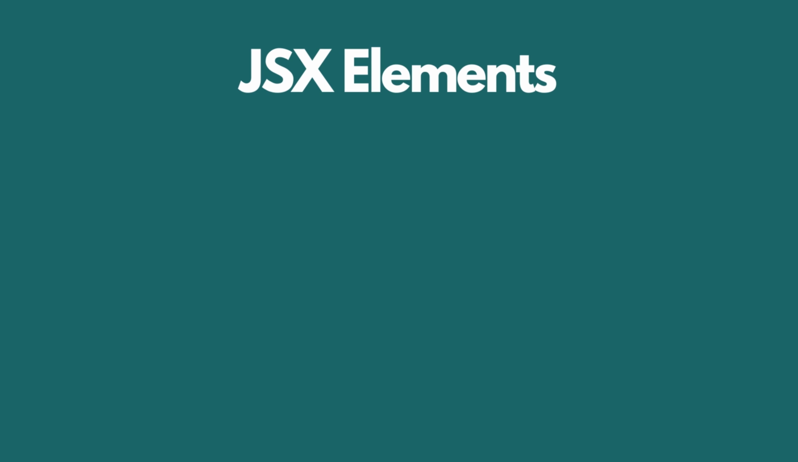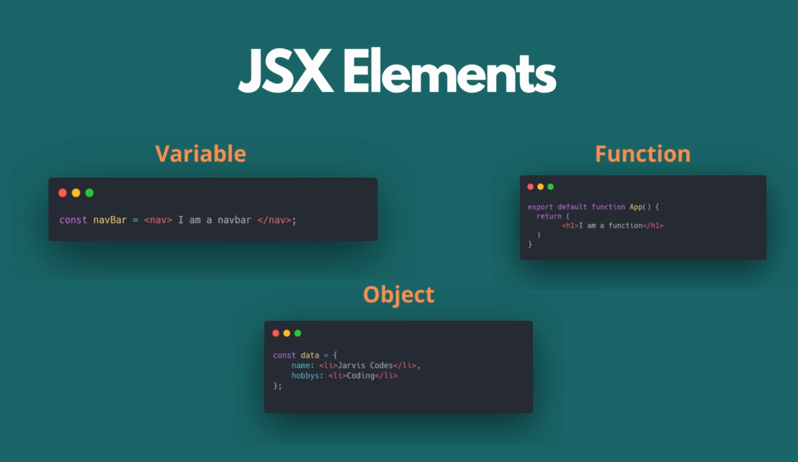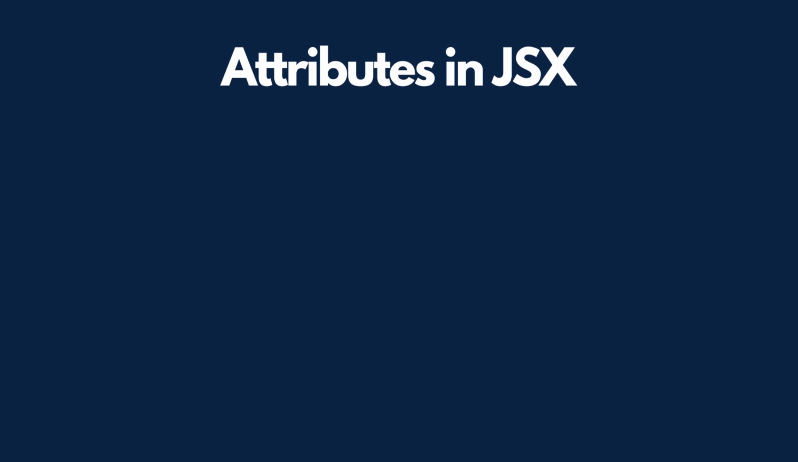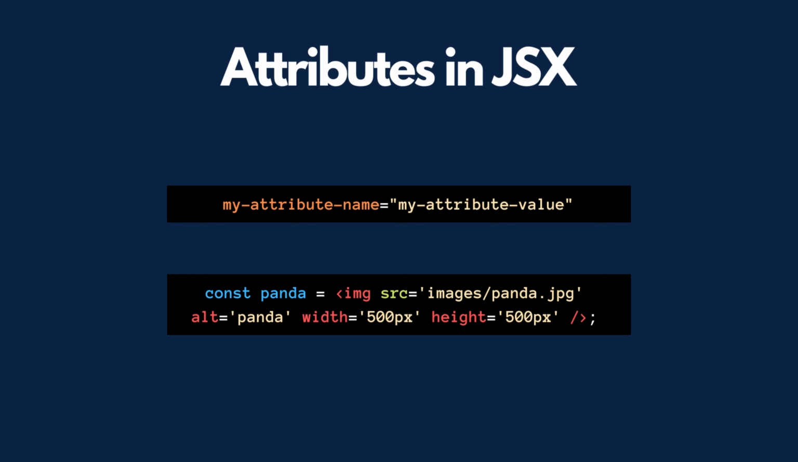JSX elements are treated as JavaScript expressions. It means that a JSX element can be saved in a variable, function, object, or an array. Just like HTML elements, JSX elements can also possess attributes. A JSX attribute is written using HTML syntax. We have a name, followed by an equal sign and a value. This value is wrapped inside quotes. A JSX element can also possess multiple attributes just like in HTML.